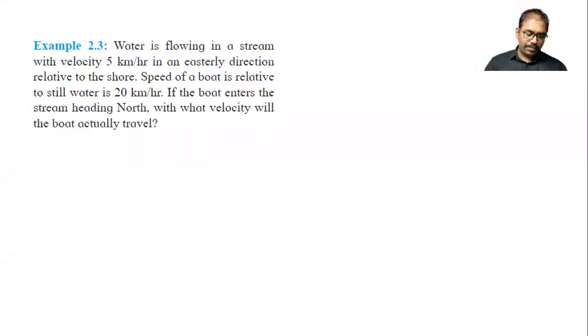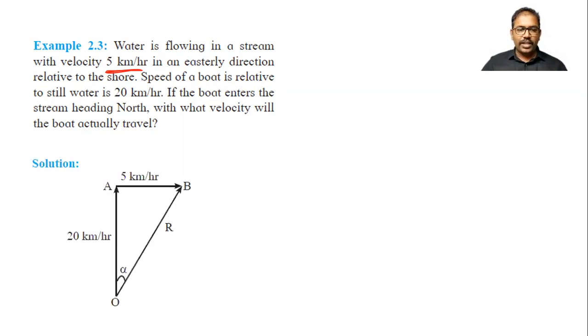Now we take a problem based on this. So let's see the problem. Water is flowing in a stream with a velocity. So here the velocity of the water is given as 5 km/h in an easterly direction, so in the east direction, relative to the shore. The speed of the boat relative to still water is 20 km/h. If the boat enters the stream heading north, with what velocity will the boat actually travel?